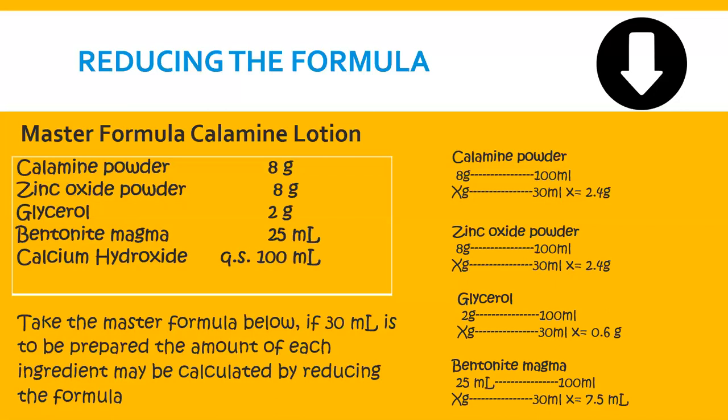We are not going to do any calculation for calcium hydroxide because we are using that to add up to a final volume of 100 mils. So we don't know what that volume will be. We're just adding until we reach that 100 mil mark.